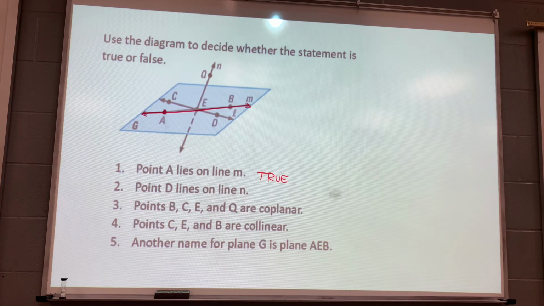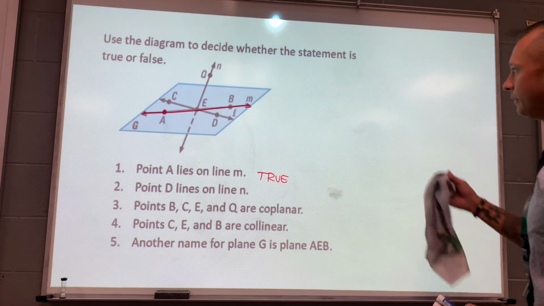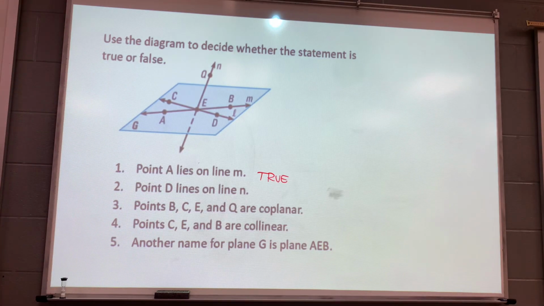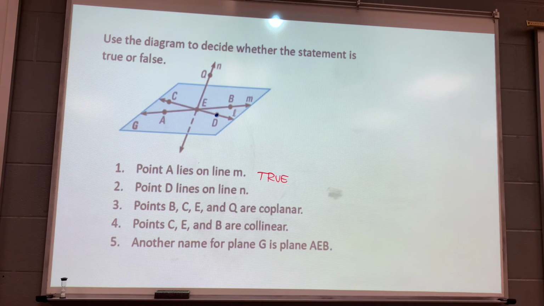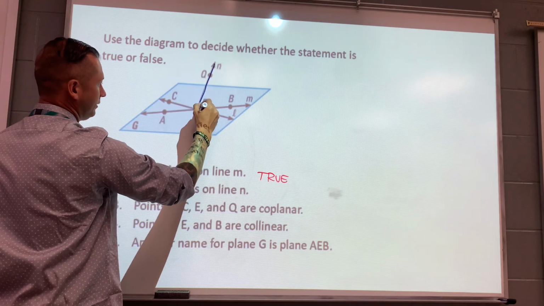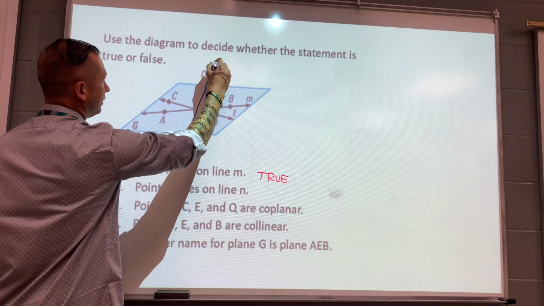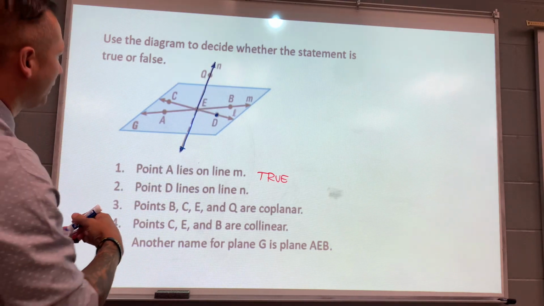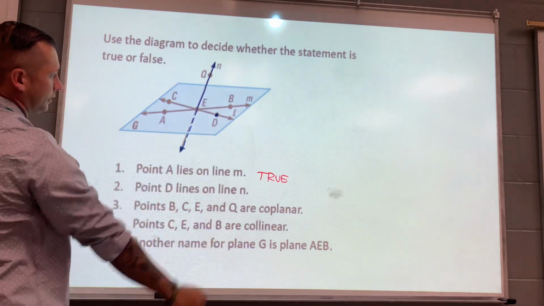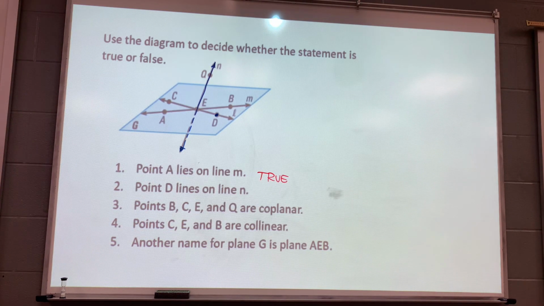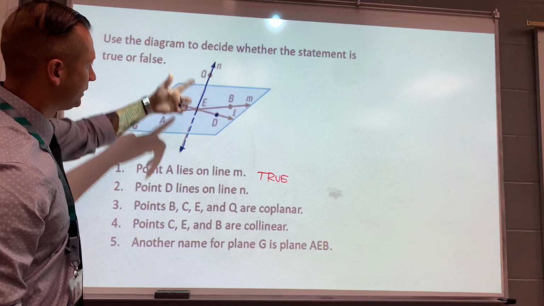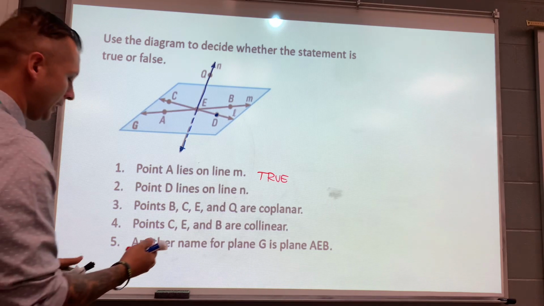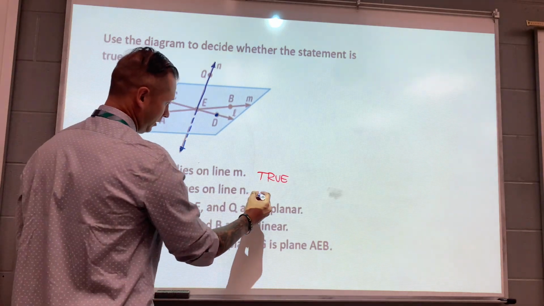Number 2, point D lies on line N. Here's D, line N. Line N runs up and down. So remember that the dotted part of the line implies that this is underneath, the part that you can't see. We see D does not lie on line N. It's false.